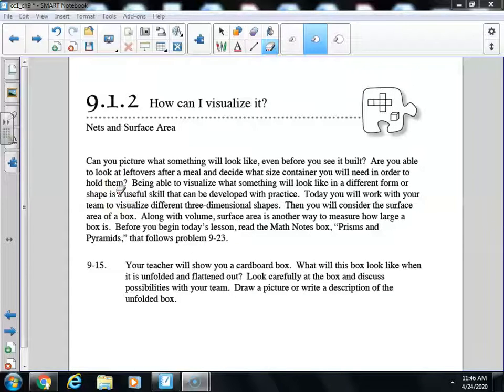Today you will work with your team to visualize different three-dimensional shapes. Then you will consider the surface area of a box. Along with volume, surface area is another way to measure how large a box is. Before you begin today's lesson, read the Math Notes box, "Prisms and Pyramids," that follows problem 9-23.